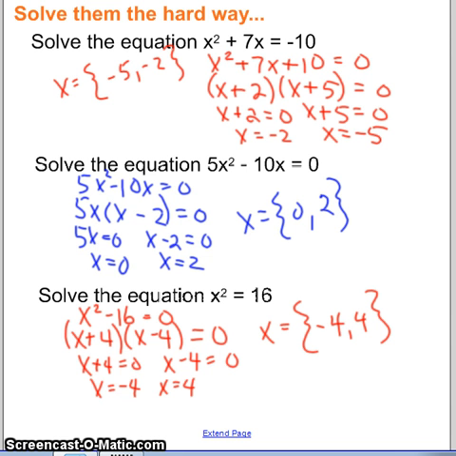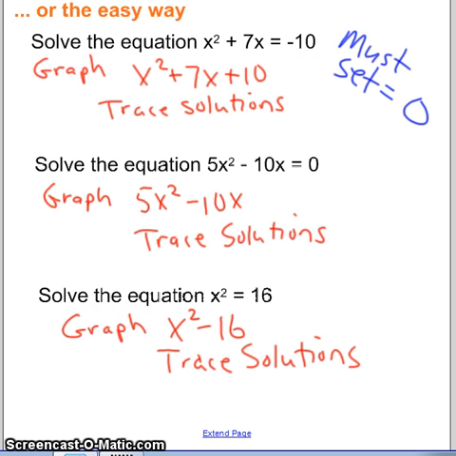The first step is always to set the equation equal to 0. So here we move the negative 10 to the other side and it becomes positive 10. And this one, it was already equal to 0. So you just go ahead and factor. And in this one, we move the 16 to the other side where it becomes minus 16. And then we factor the difference of 2 squares. I would never ever do this unless I really had to. It's much easier to graph them.